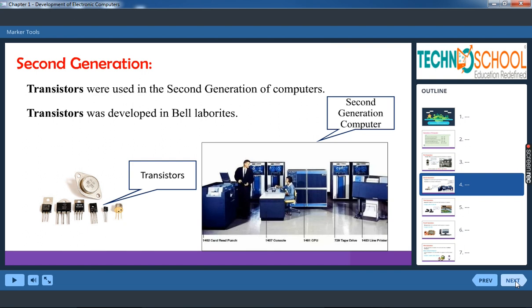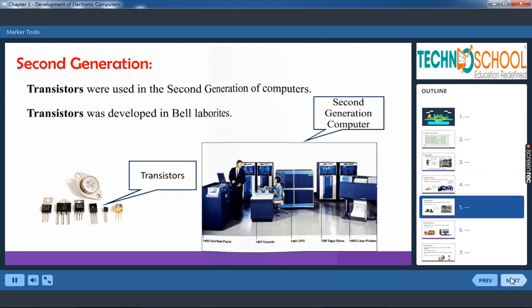Now we'll move to second generation. Transistors were used in the second generation of computers, right? Transistors were developed in Bell Laboratories. So your transistors will be like this, right? This is how your second generation computer will look like.